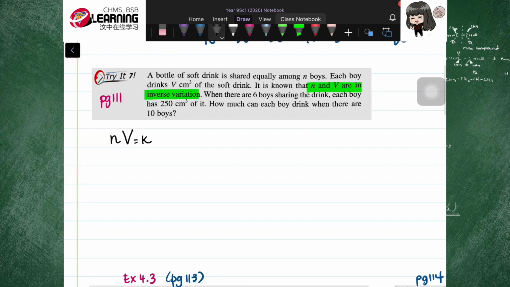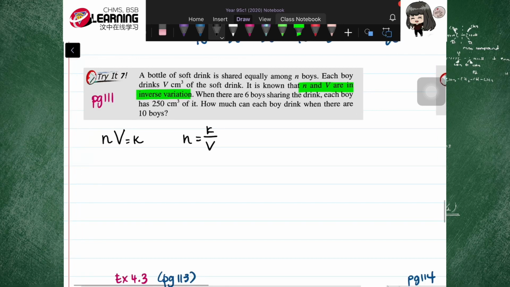n times v equals k, or n equals k over v. It's up to you, either one is fine. For direct variation, it's y over x equals k, or y equals kx. This is inverse variation. So here I will use n equals k over v to show that n is inversely proportional to v. This is how you write it.